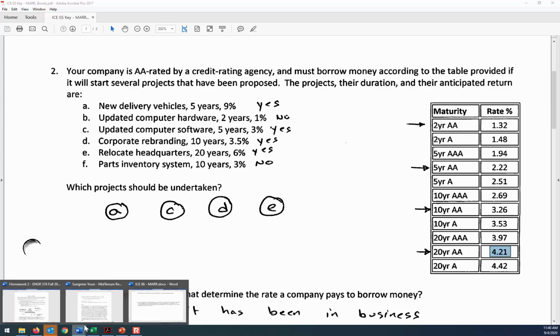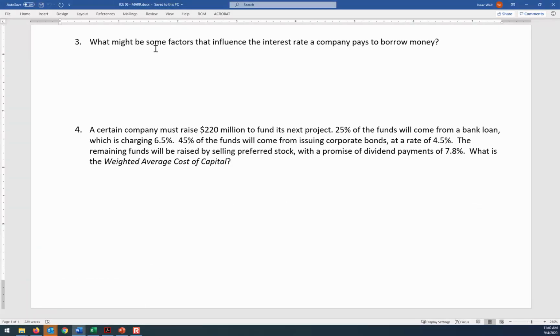Okay. So now, what might be some factors that influence the interest rate a company pays to borrow money? Think about what different things a bank is going to look at when deciding how much to charge a company to borrow money. So I'm going to pause and let you list some things there. I'll bring up my list in a moment.